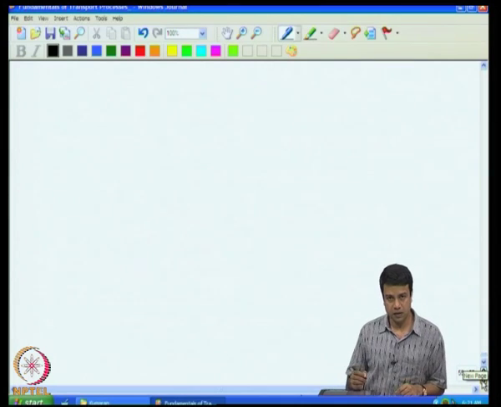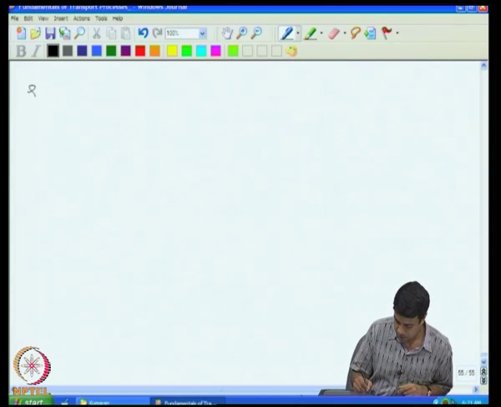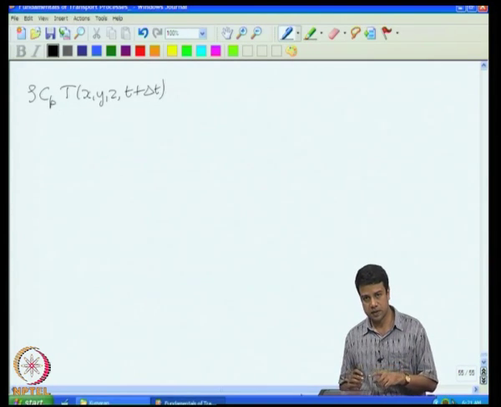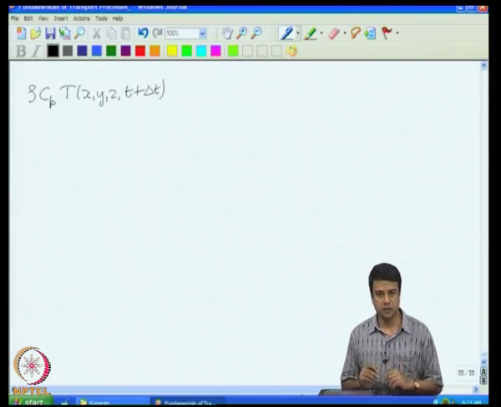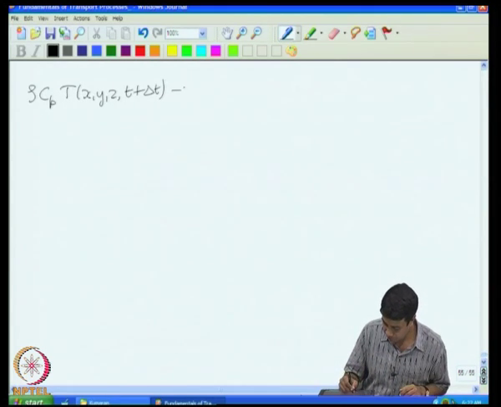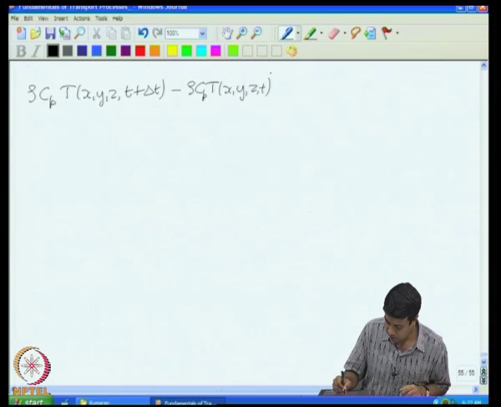Change in energy in a time delta t is rho Cp t at x, y, z, t plus delta t. I am assuming for the moment that the density and the specific heat are not functions of position. The temperature is the only variable that is varying with position. This is multiplied by the volume.